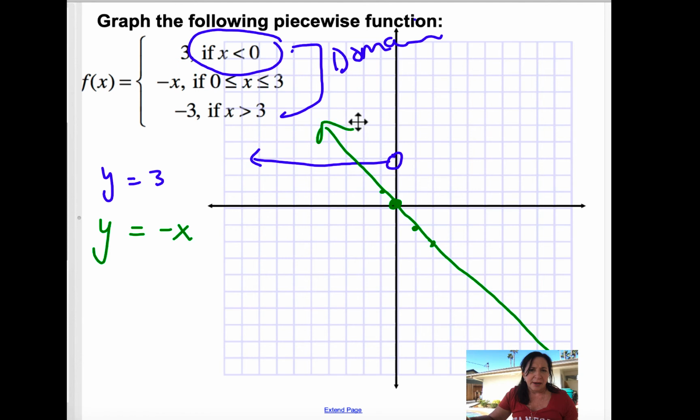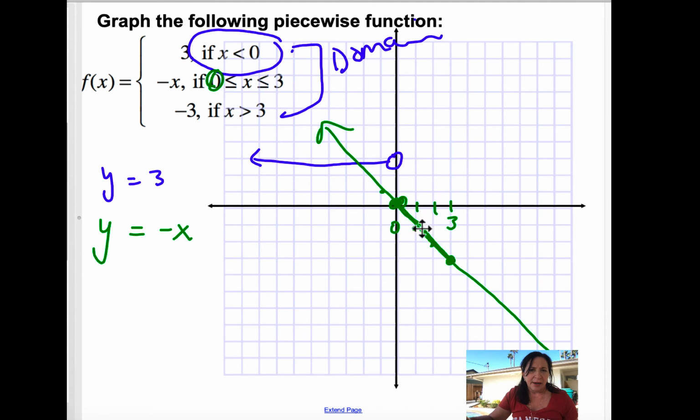Now, the trick with this is that x is greater than or equal to 0. So, hey, that works right there at 0. However, it has to be less than or equal to 3. So 1, 2, 3. So here's 3. So it could equal 3, which is down here at -3. It could equal 3, but that's it.